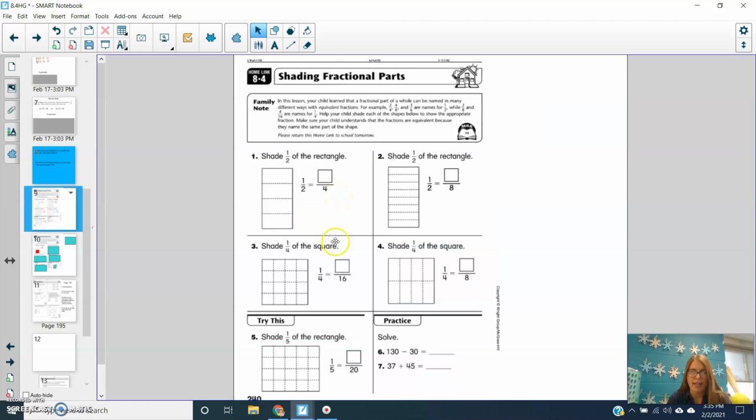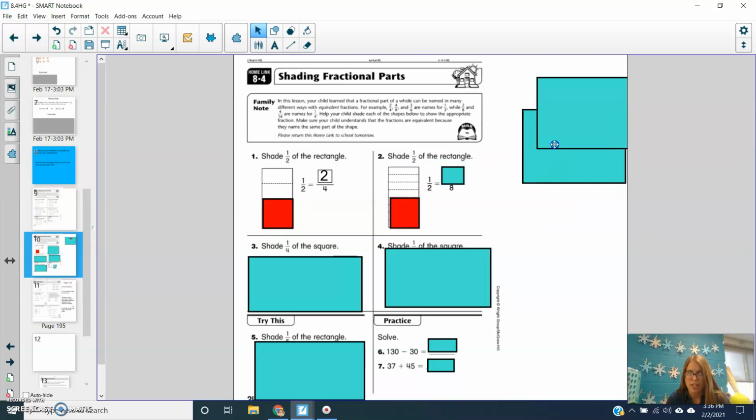Now if we go back and look at question 2, you're going to shade half of this rectangle and then tell me how many eighths did you shade. For question 3, shade 1/4 of the squares. So you're going to want to try to split this whole thing into 4 equal parts and then tell me how many of the little squares did you shade in. And then for the last one, if you can split it into 4 equal parts to shade 1/4 and then tell me how many eighths. Why don't you try 2, 3, and 4 and then press play when you're ready to check 2, 3, and 4.